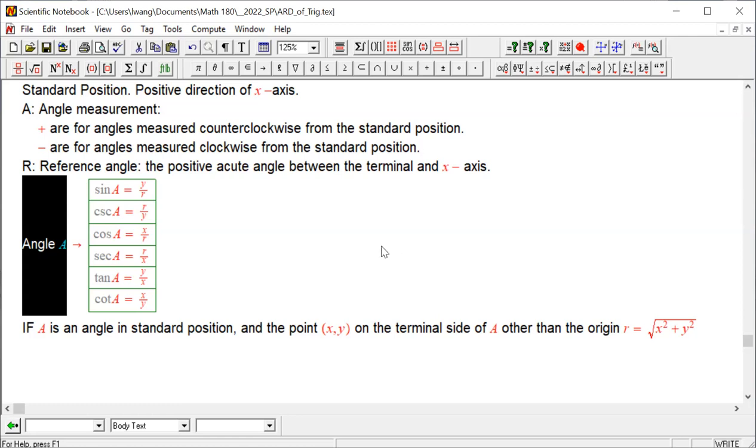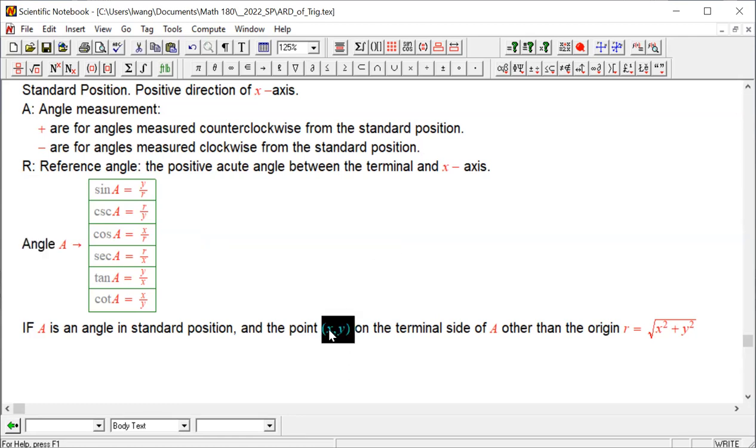Earlier on, we had a discussion. Because we choose this point arbitrarily on the terminal side, which is not the origin, will they produce the same ratio? That's the question. And the answer is yes, but let's see why.